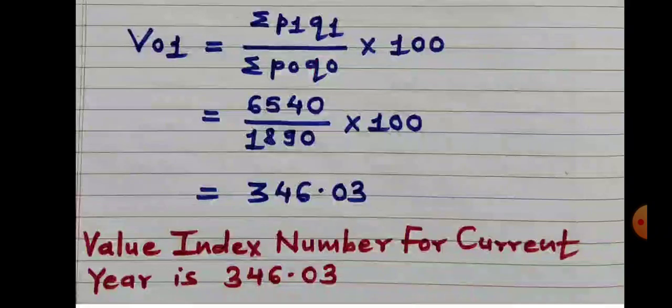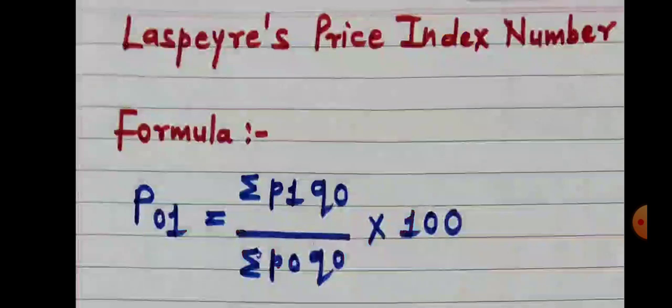Now apply the formula of value index number, that is V01 is equal to sigma P1 Q1 divided by sigma P0 Q0 into 100. What is sigma P1 Q1? That is 6540 divided by sigma P0 Q0, which is 1890, into 100, we get 346.03. So value index number for current year is 346.03.